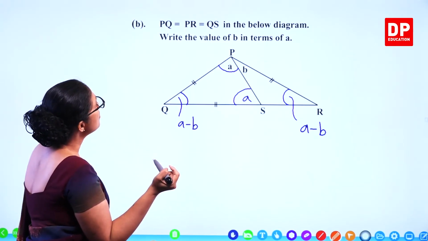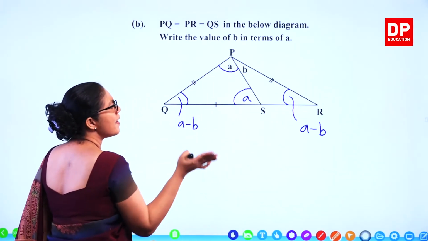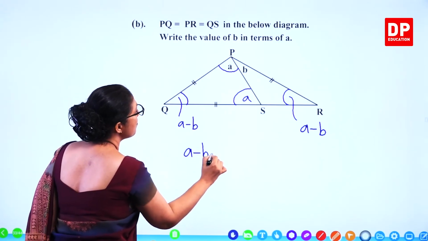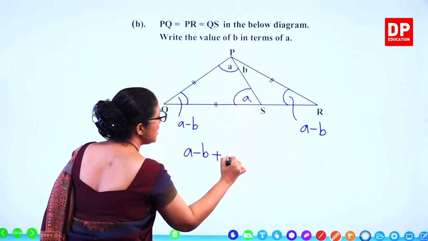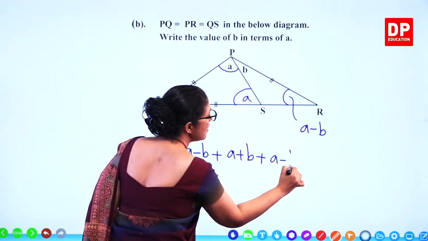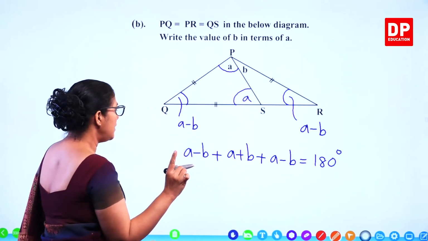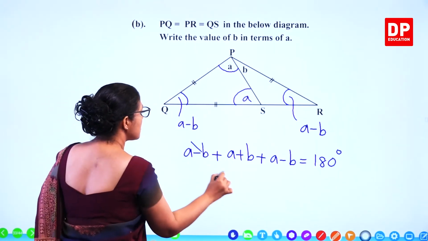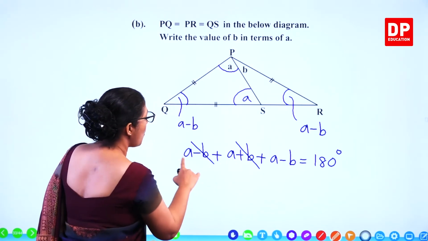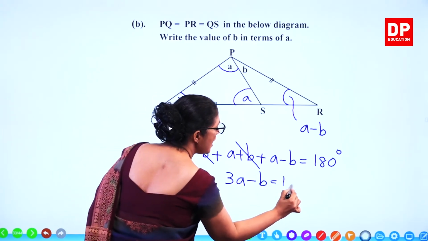Now we can use the sum of angles in a triangle is 180. So we can write A minus B plus A plus B plus A minus B, that's equal to 180. Sum of angles in a triangle. Now see, which terms get cancelled out? Here B gets cancelled out. 1, 2, 3. 3A minus B equals 180.